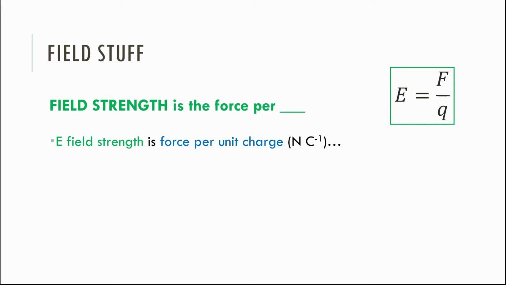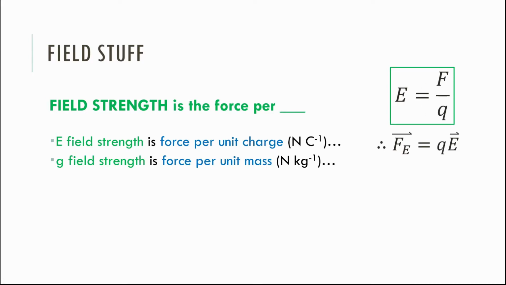Remember, with a field, there is no pushing or pulling happening. It's describing the space and what would happen if I put a charge there. How strong would it be pushed or pulled? Therefore, you can find the electric force by multiplying charge by E field strength. All right, so you got to know that you can, of course, do that with this equation.